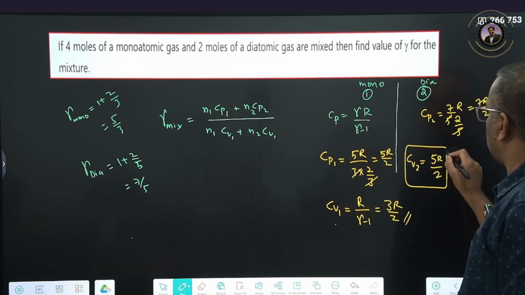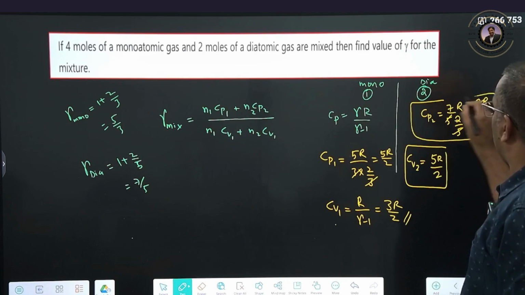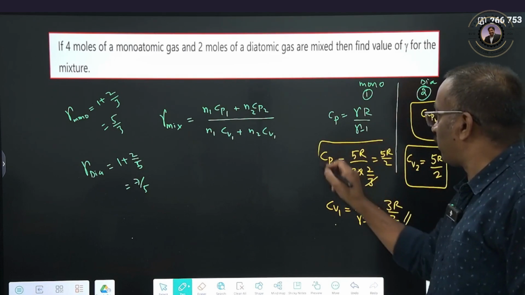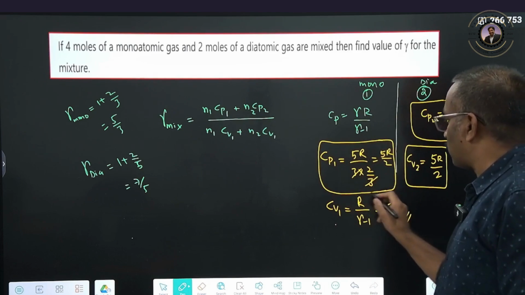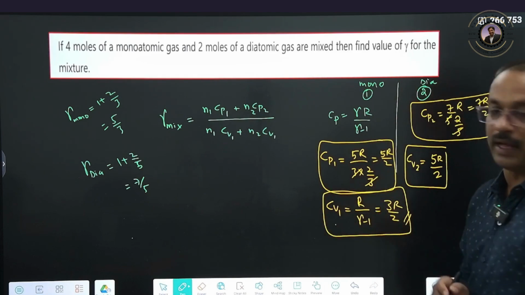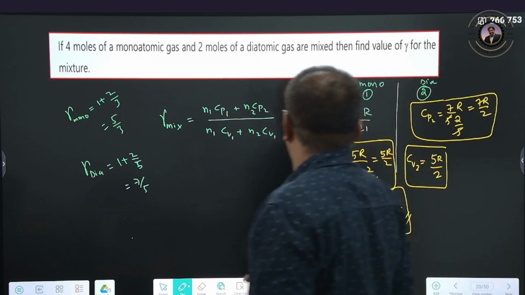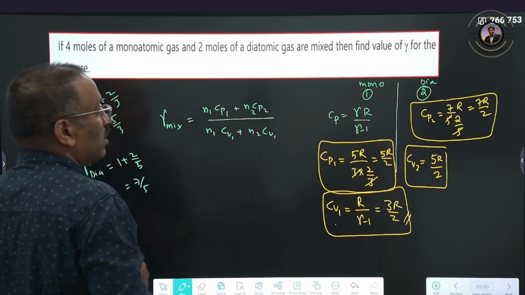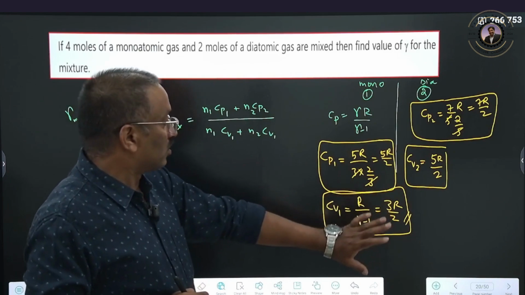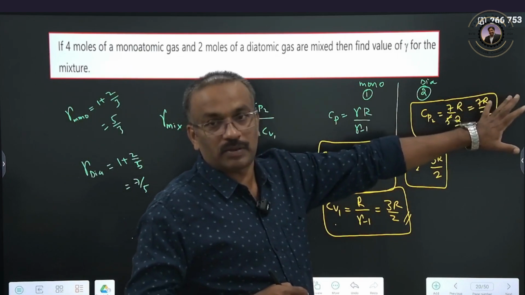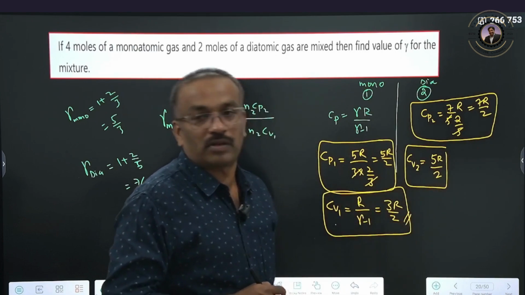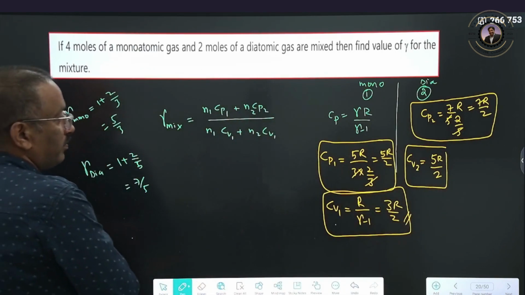These are all the values you need to remember for Cp1, Cp2. Even in thermodynamics I will use these values. Clear? For monoatomic, Cp1 is 5R by 2 and Cv1 is 3R by 2. For diatomic, Cp2 is 7R by 2 and Cv2 is 5R by 2. That's all. Remember this.